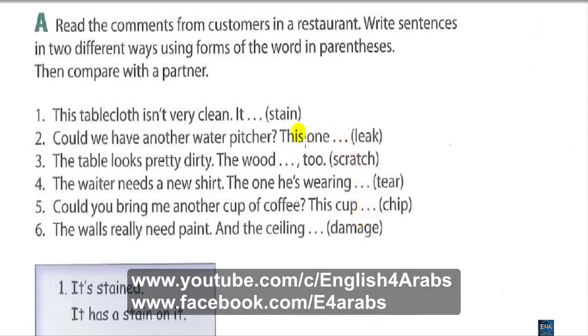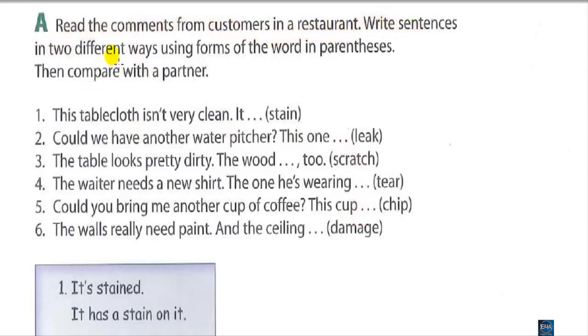Now, in this exercise here, we read the comments from customers in a restaurant. Write sentences in two different ways, using forms of the word in parentheses, then compare with the partner. So in this exercise, you have the complaint, and you try to make it in a different way. So you use PP, past participle, as adjective, or you can use the noun.